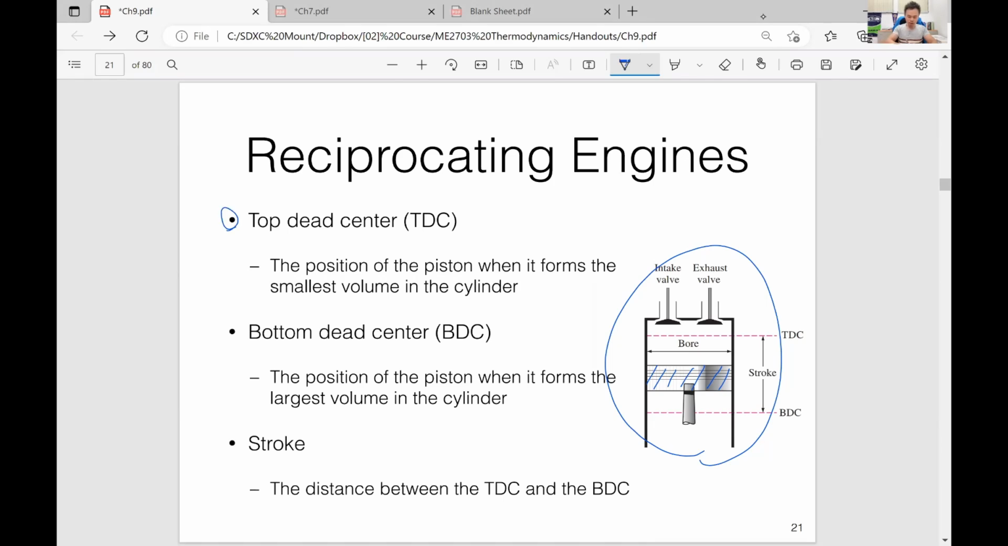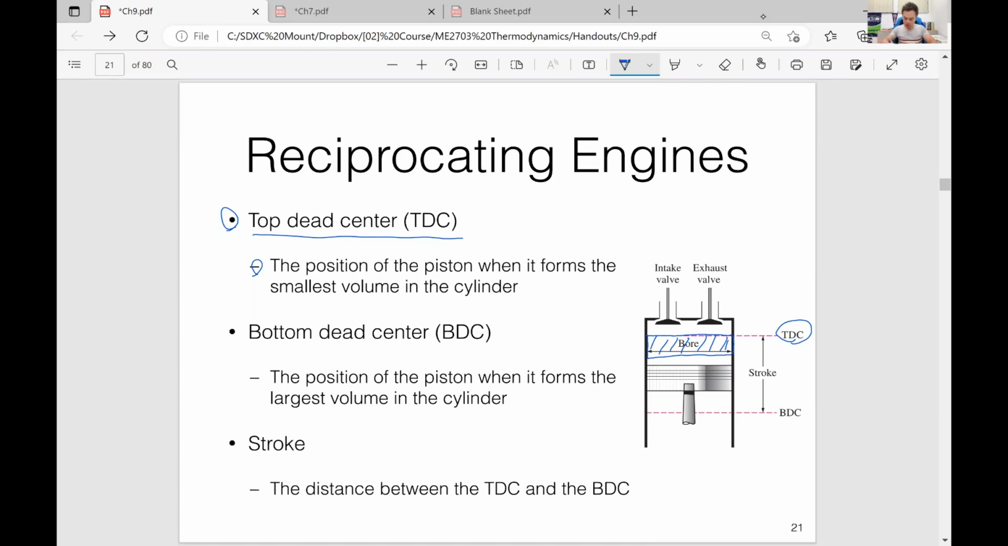The first one is called top dead center, TDC. That means the position of the piston when the piston forms the smallest volume in the cylinder. So the piston moves to this position. This is TDC. So TDC is top dead center.